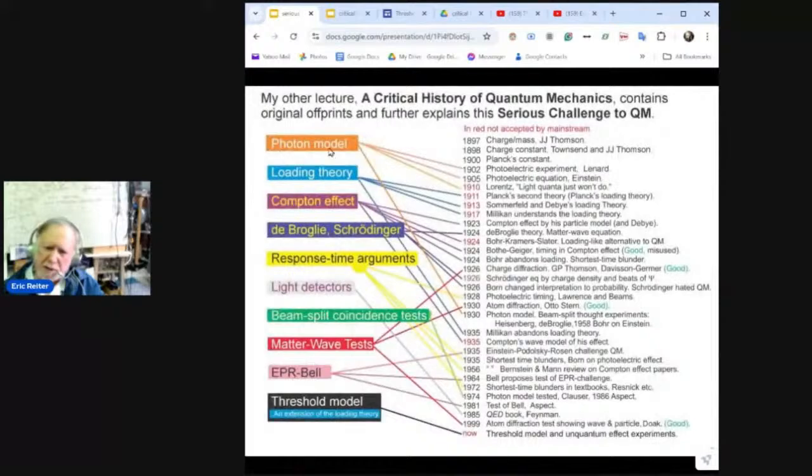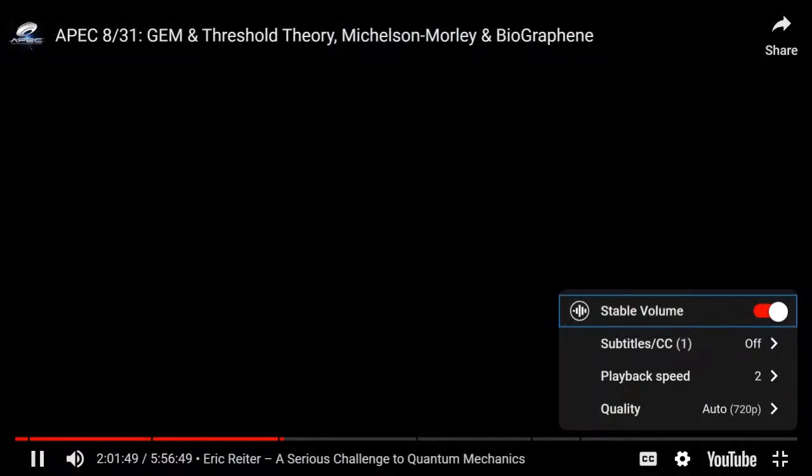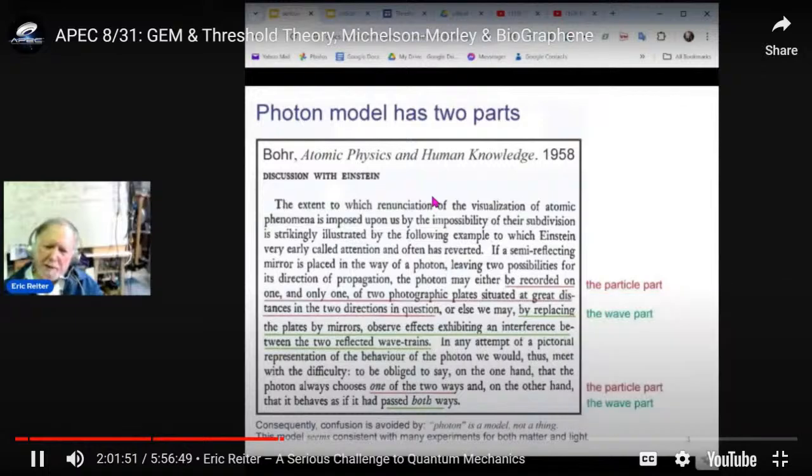As far as the history, someone will say, well, what about such and such effect? I've handled quite a bit of it, but it's in another lecture that I have prepared. This one is emphasizing the experiment. This passage is the best I've been able to find about the wave-particle paradox and the photon model, by Bohr in this book, which is about the Einstein-Bohr debates. I'm going to read this.